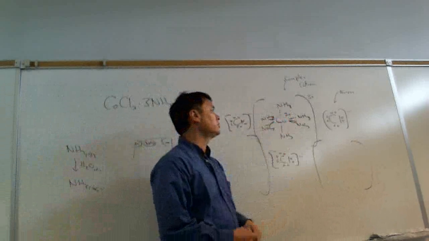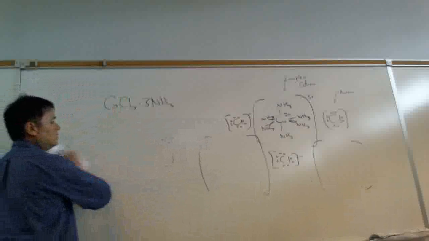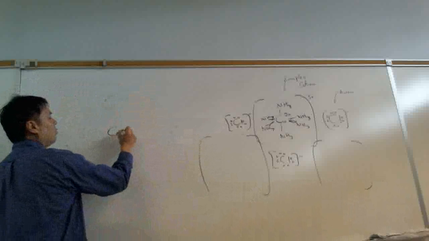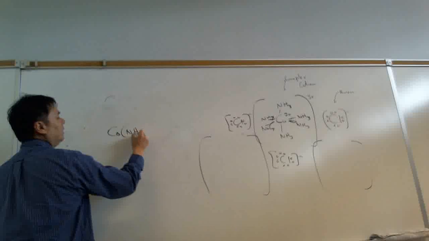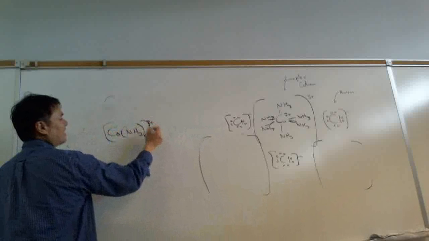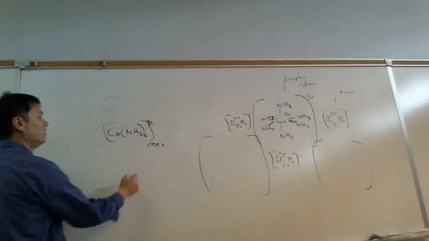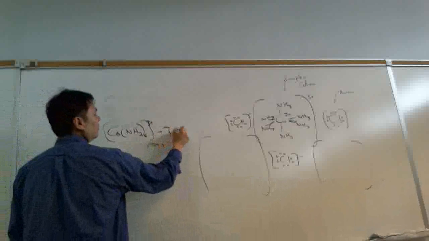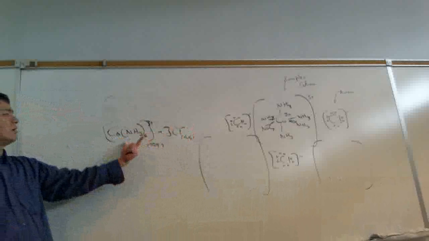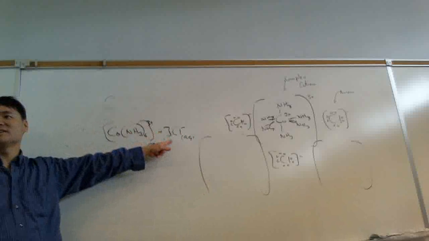In fact, when I dissolve this in water, what am I going to see? Rather than having cobalt 3, I have Co(NH3)6 3+ cations AQ, and then I have 3 chlorides AQ. This is the solution. When I dissolve this solid in water, this is what I get. These aqueous cations and these anions here. Does that make sense?